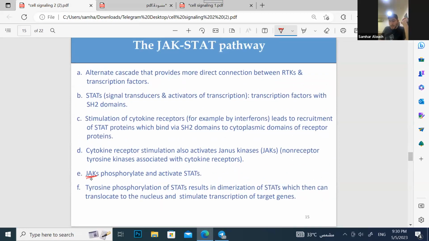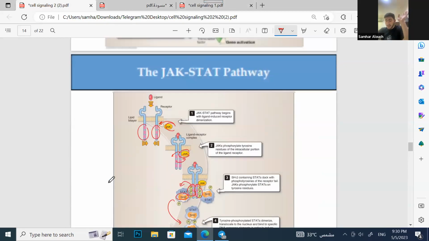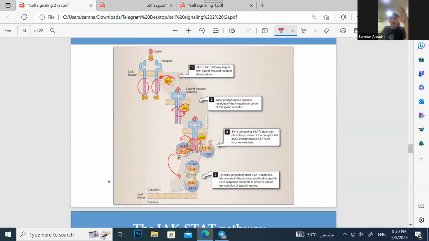Here it says Jak phosphorylates and activates stat. So Jak is actually doing many things. Jak goes to the receptor, activates it, and phosphorylates it more. And also Jak can go to the SH2 and also phosphorylate it, because we said Jak is an adapter protein. So Jak can do two things. Jak can go to the receptor tyrosine kinase, phosphorylate it and activate it more, yani. And Jak also can go to stat and phosphorylate it.